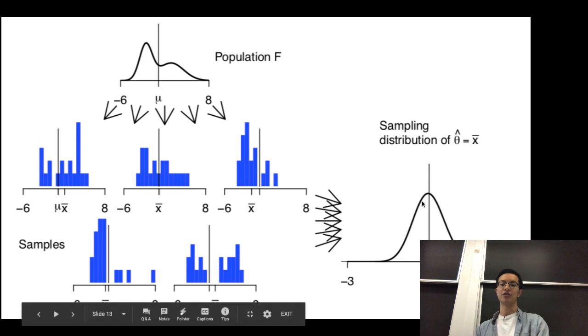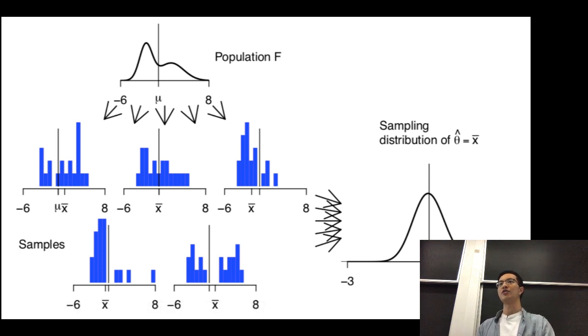This is a special distribution. It's a distribution of my estimations, and it's the distribution that I use to make confidence intervals. So I don't make a confidence interval from the sample's distribution; I make it from my sampling distribution.